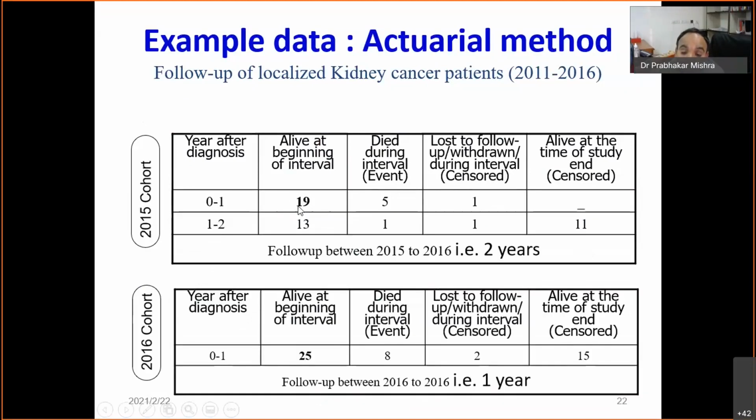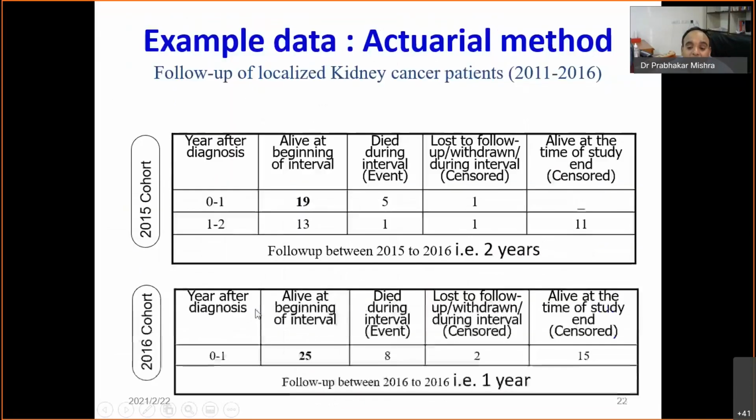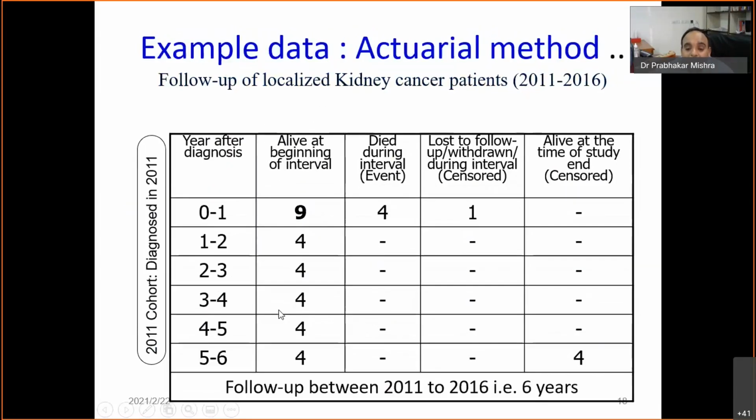82 plus 19 equals 101. Then 25 gives 126. So this is the 126. So in the first year, 126 patients entered the study. Similarly, we can calculate deaths here: 4 deaths.